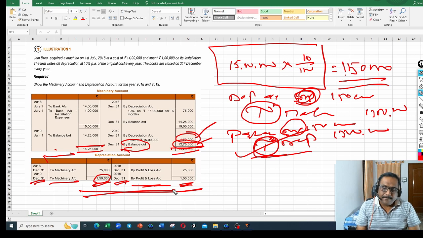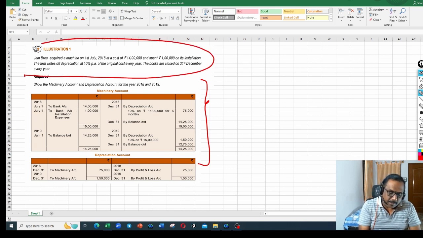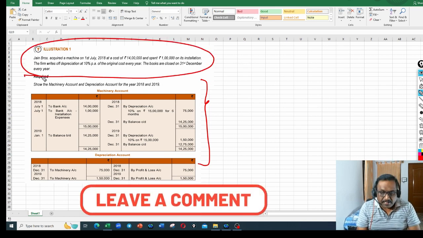So this is how the ledgers and journal entries have to be prepared for this problem in the straight line method. Clear? That's all for the day.